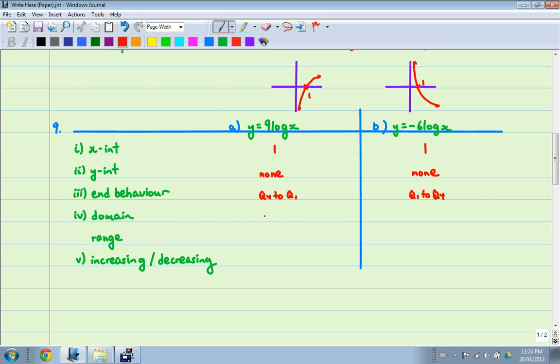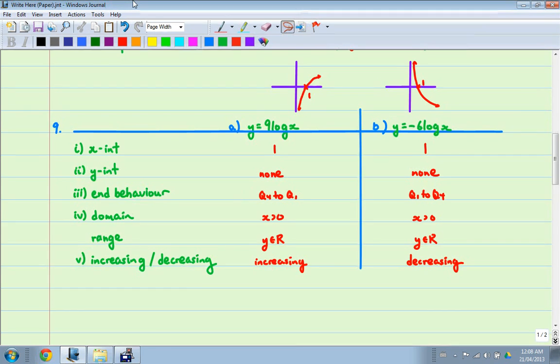The domain, you can see that it's going to be positive values because it does not include 0. And for the range, it's going to be all real numbers. Again, that will be a positive domain and all real number range for both of these logarithmic functions. Finally, the first one, of course, is increasing, and the second is going to be decreasing. So, a quick rundown of number 9.